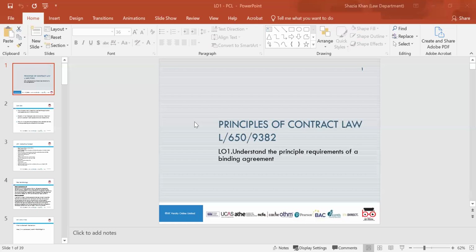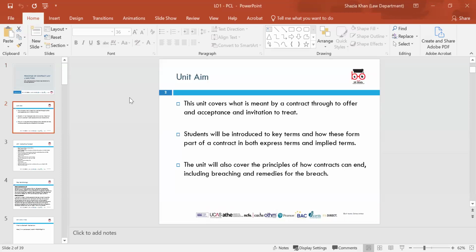So the learning outcome that we'll be doing today is learning outcome 1, which is looking at understanding the principal requirements of a binding agreement. So the unit covers what is meant by contract through offer, acceptance, invitation to treat, and students are introduced to key terms, things like express terms or implied terms. And the unit will cover how a contract can be formed, and it will go to how it ends, and also looks at remedies and breaches as well.